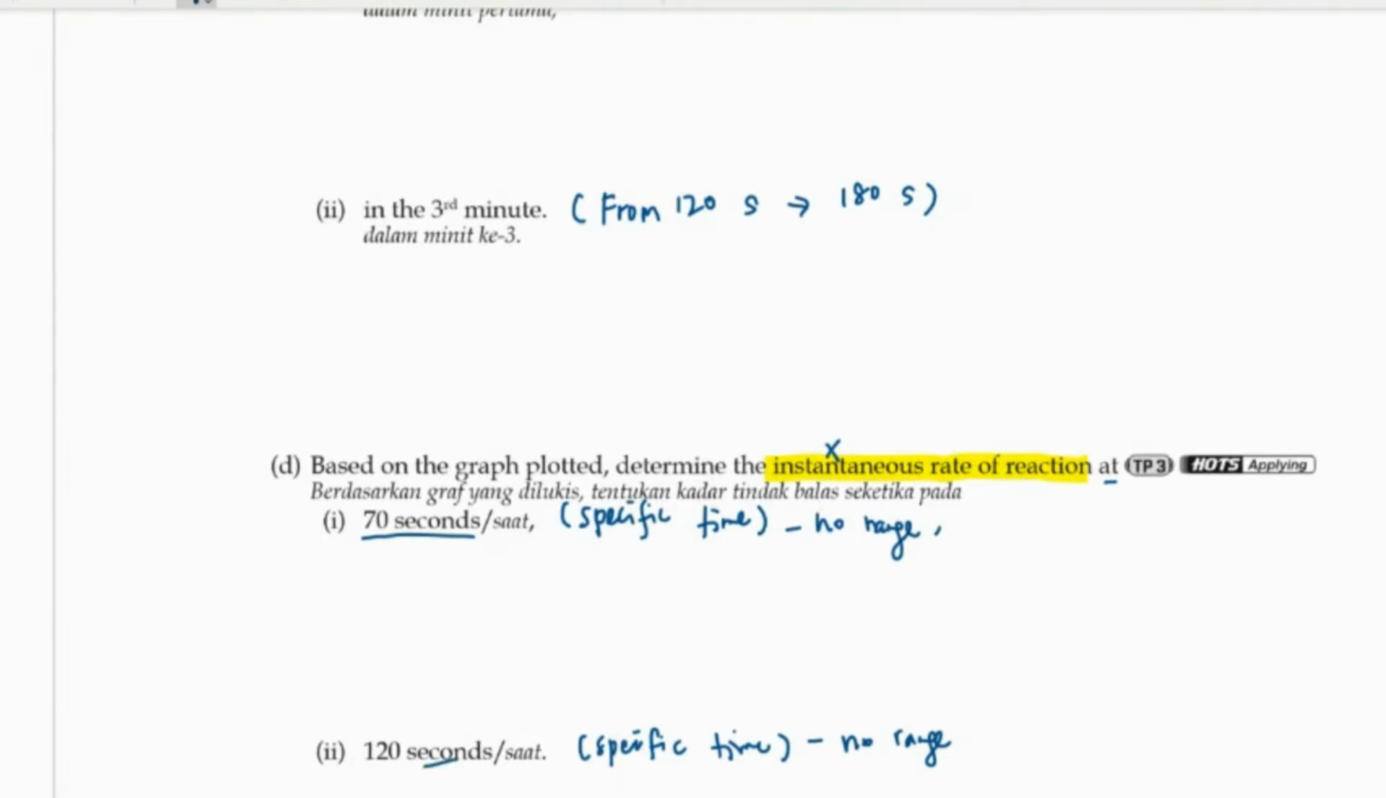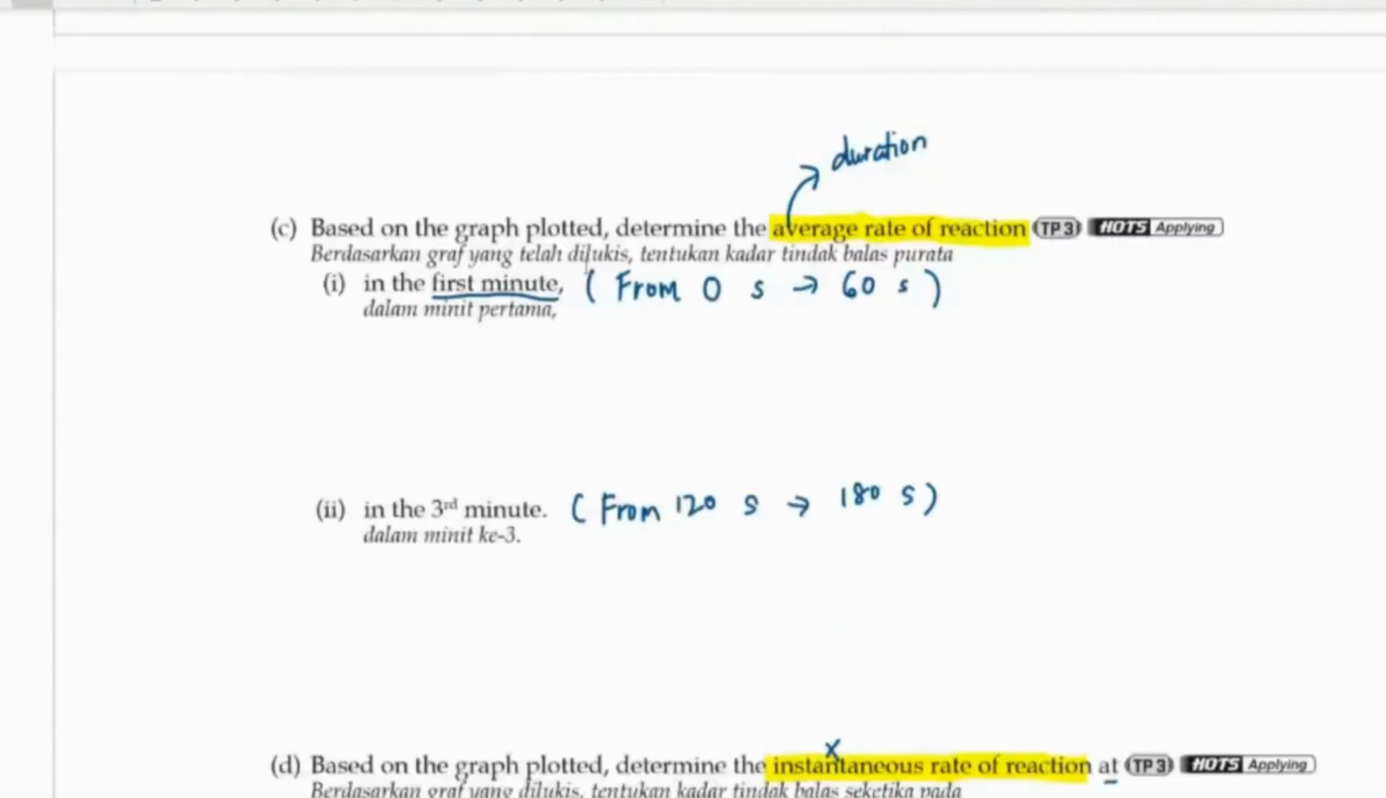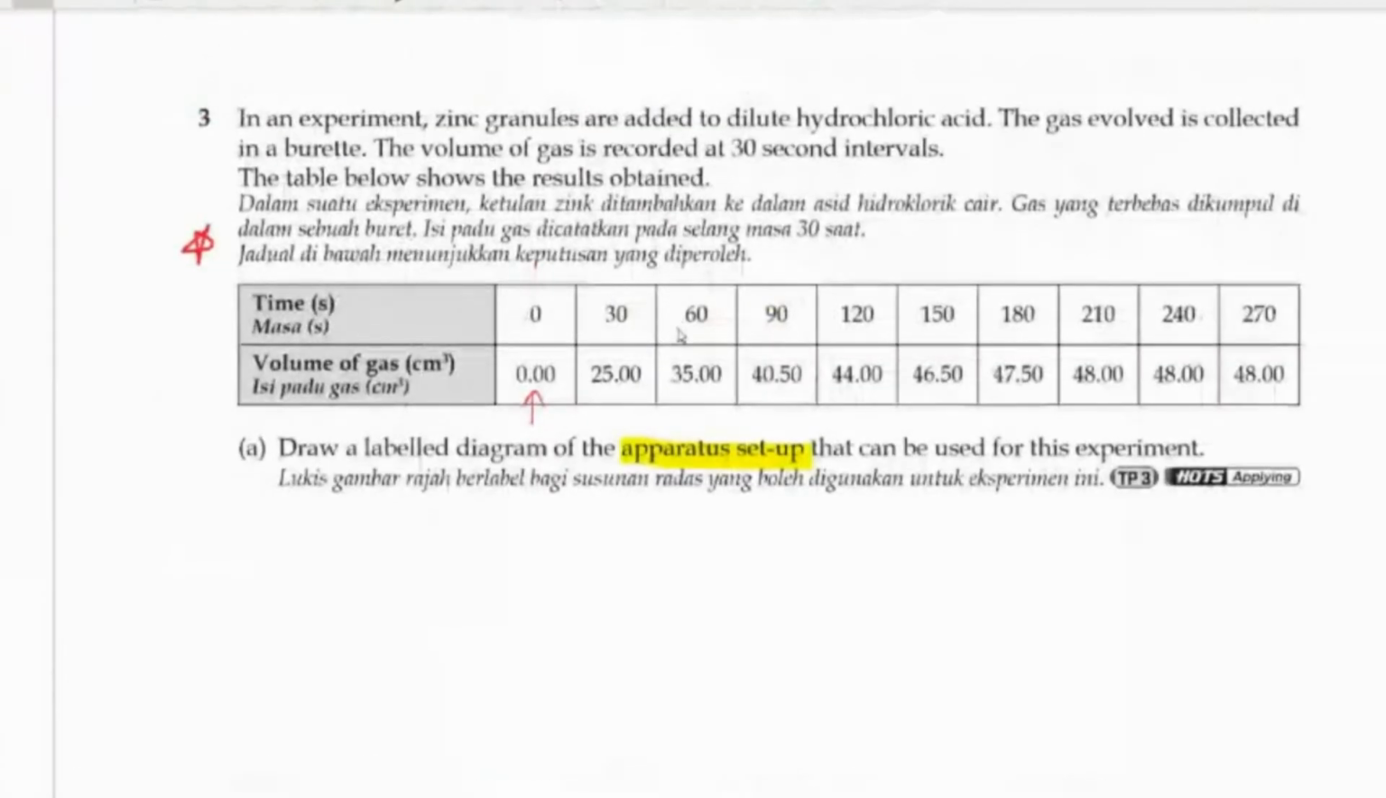So for this kind of question, the way to calculate the rate of reaction is different. For the average rate of reaction, we have no need to use the graph. We can directly get it from the table. What does that mean? If the first minute is 0 to 60 seconds, we go to the table, 0 to 60 seconds.